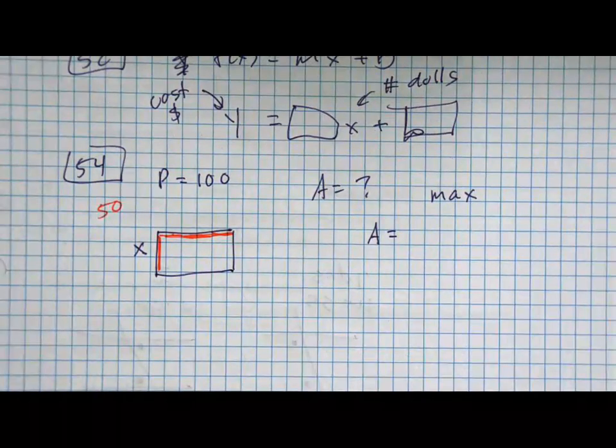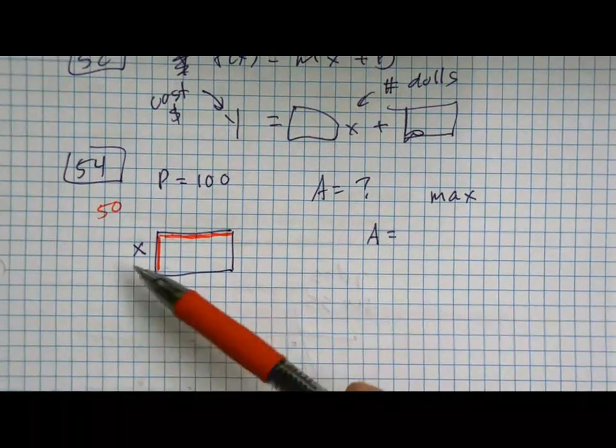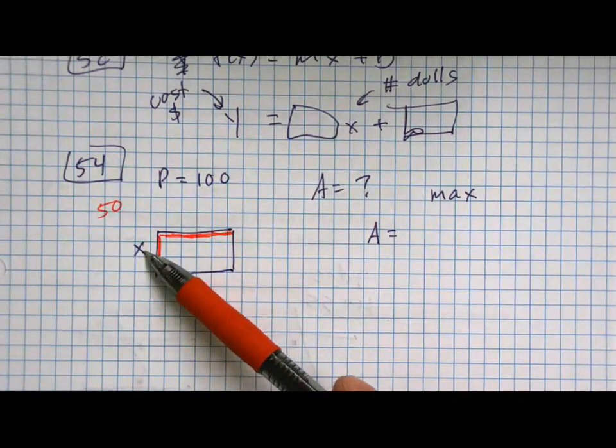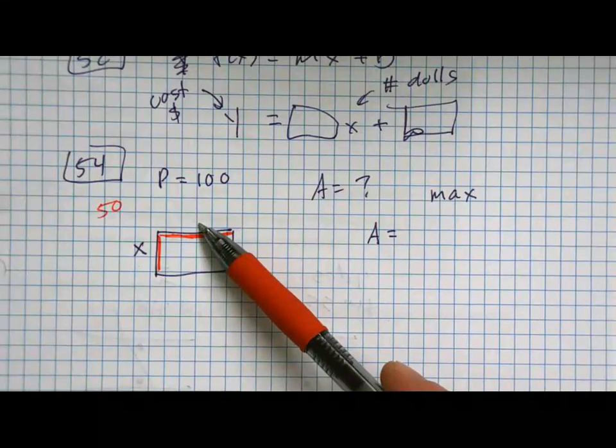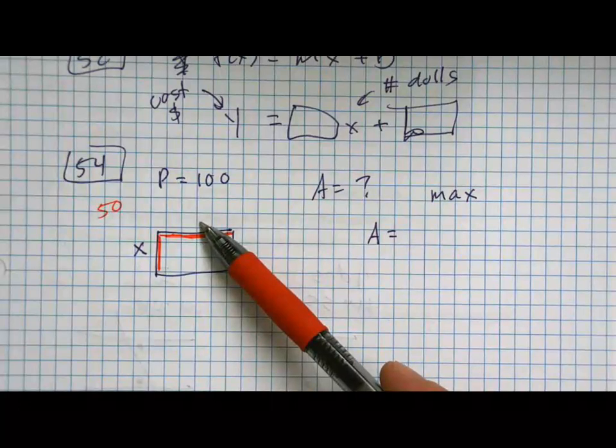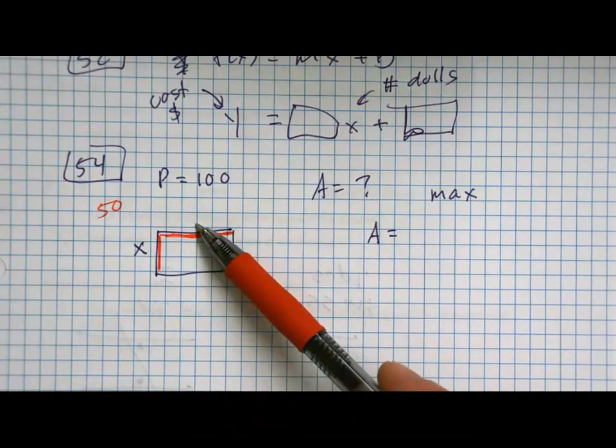So let me shoot some numbers at you, and if I tell you a number for x, you tell me what the other side would be. So let's say x is 5. What would this other side be? 45. If x was 20, what would this side be? 30. If this x was 10, what would this side be?